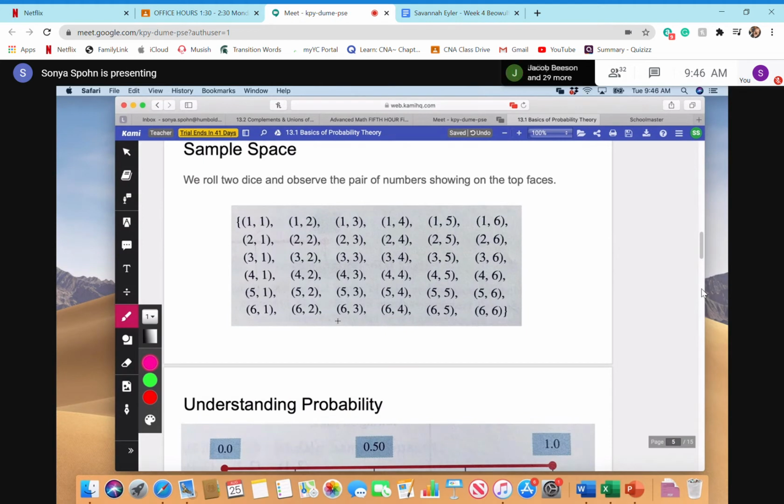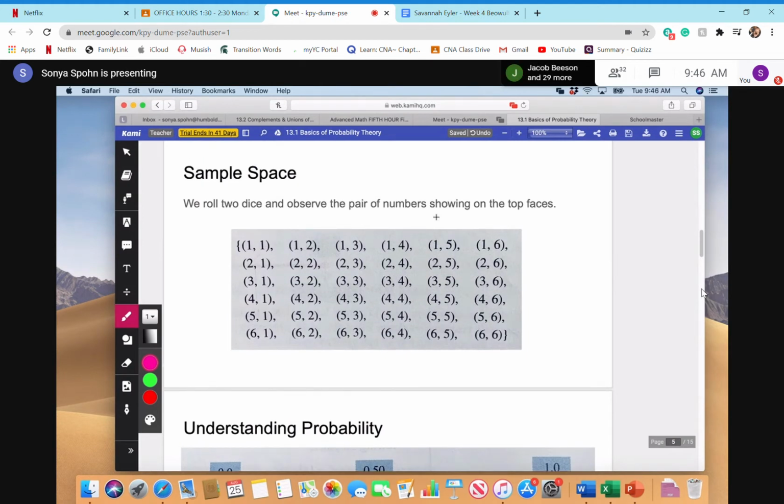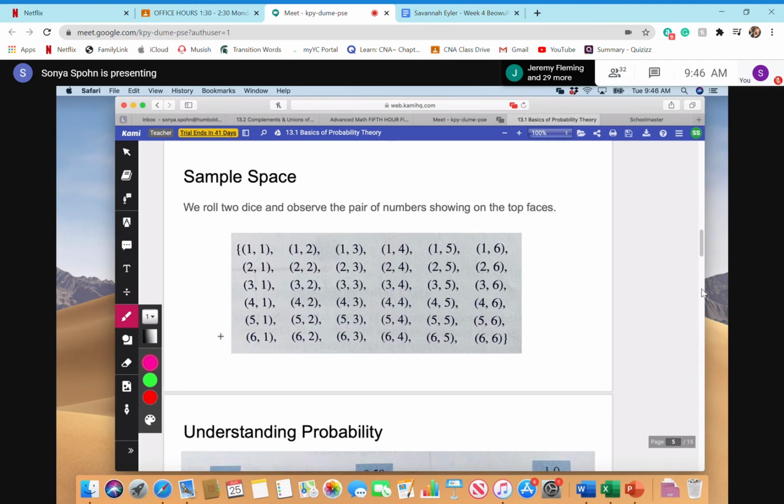This one here, sample space: we rolled 2 dice and observed the pair of numbers showing on the top faces. Again, you can list them, but this right here is the sample space of rolling 2 dice. These are the outcomes. All of these in here, there's 36 outcomes in the sample space. So is everybody clear on what the difference between the sample space and the outcome is? All right, so let's move on to probability.